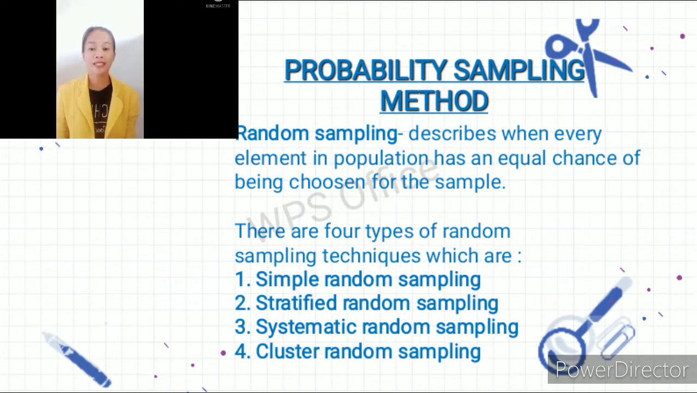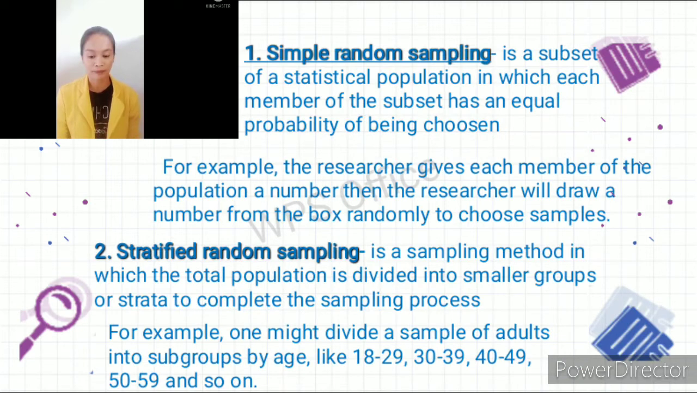Random sampling describes when every element in the population has an equal chance of being chosen for the sample. So there are four types of random sampling. First is simple random sampling. Second is stratified random sampling. Third is systematic random sampling. And lastly is cluster random sampling.